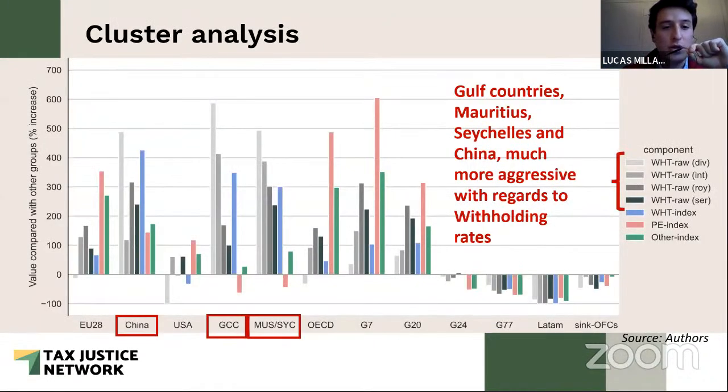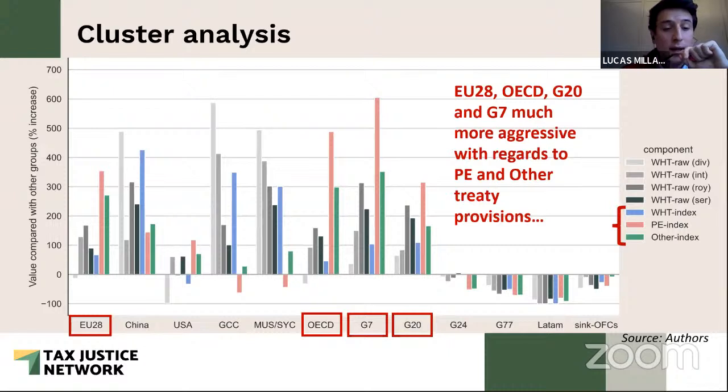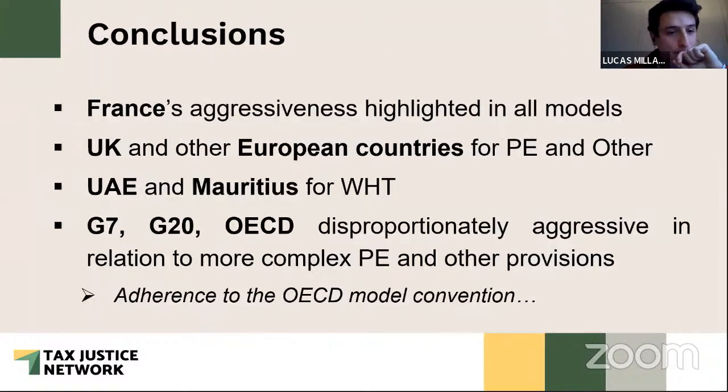Finally, in some cluster analysis, we see that Gulf countries, Seychelles, Mauritius, and China are particularly aggressive with regards to withholding taxes, whereas, next slide, EU, OECD, G7, and G20 countries are very aggressive with regards to permanent establishment and other treaty provisions.